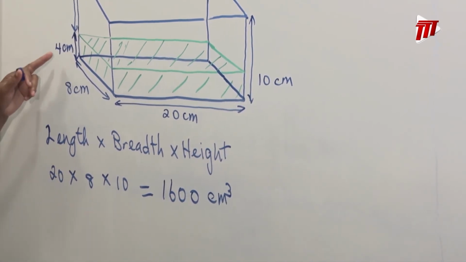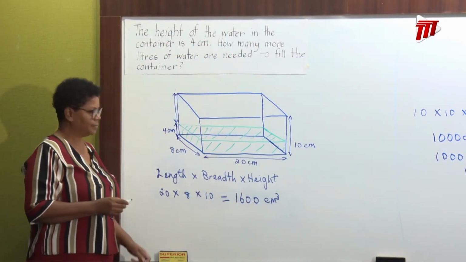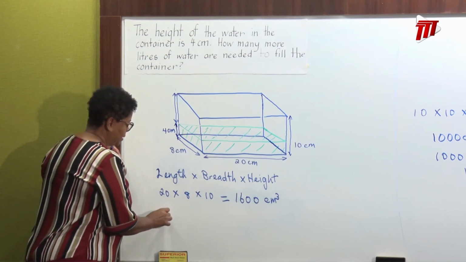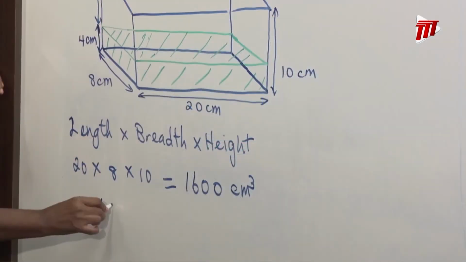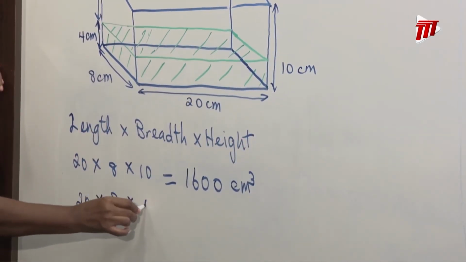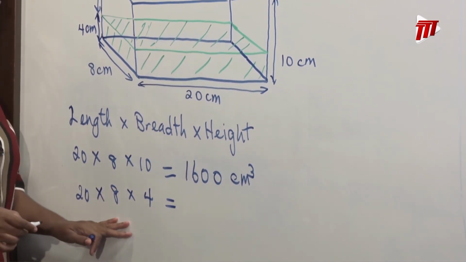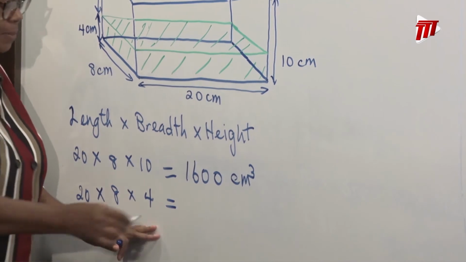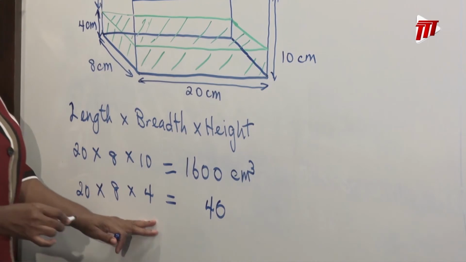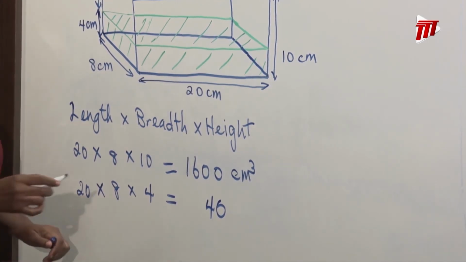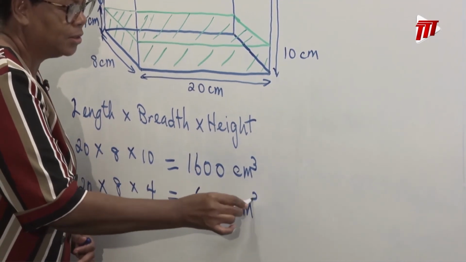Next, we are going to find what's the volume of the water that is presently in the container, which is, using the same formula, 20 multiplied by 8, multiplied by 4. 20 multiplied by 8 is 160. 160 multiplied by 4 is 640 cubic centimeters.